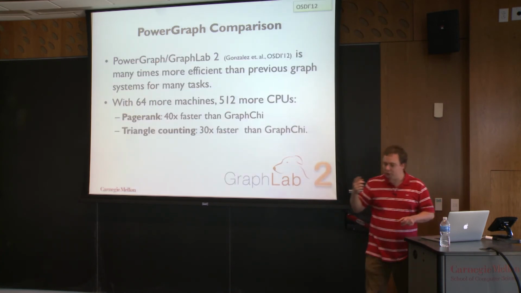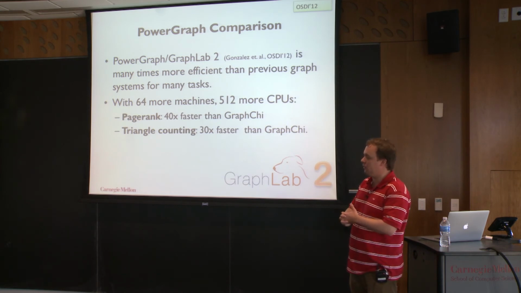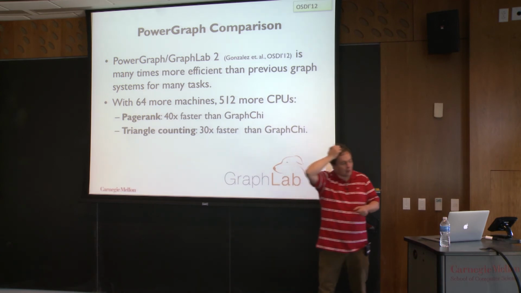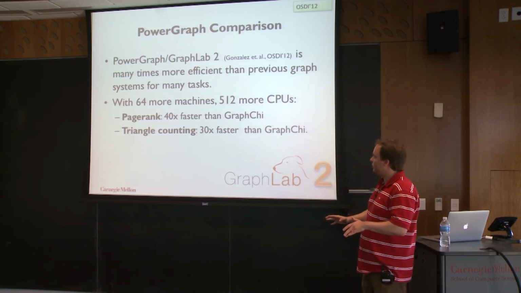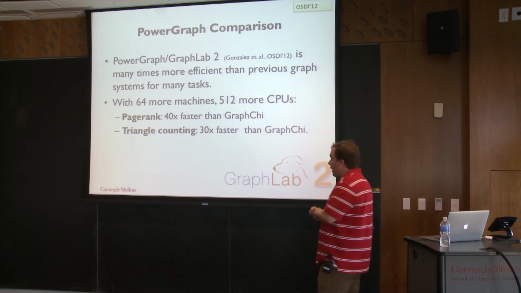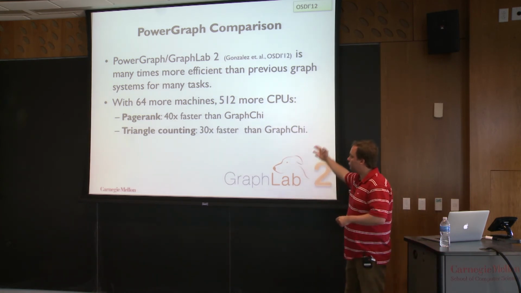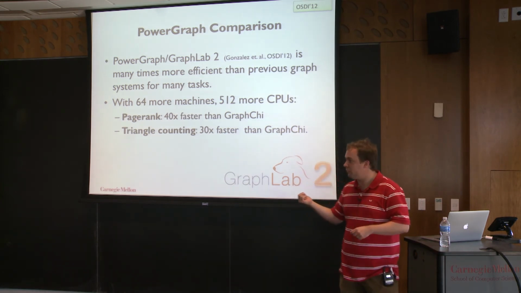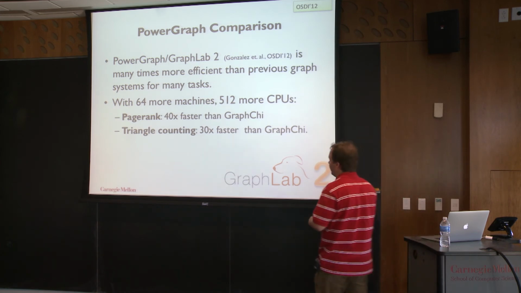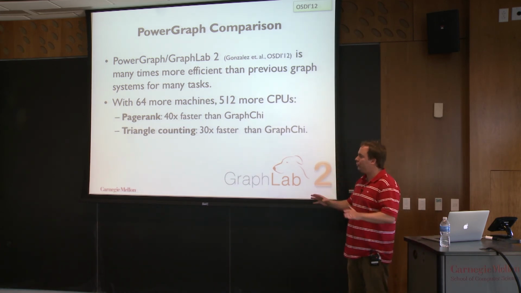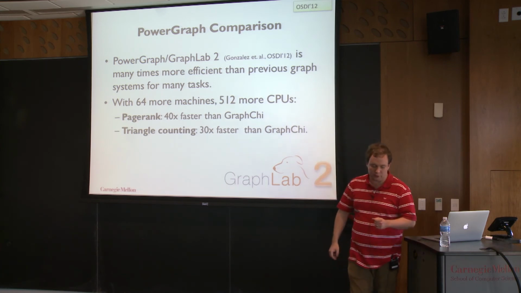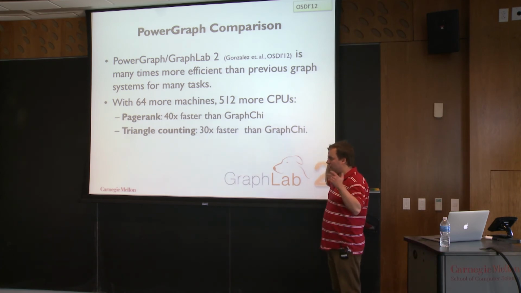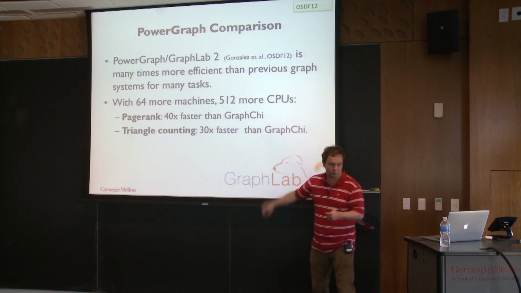Now, I just mentioned that our group has another paper in OSDI, which is called PowerGraph, or the other name is actually GraphLab 2. And it's way faster than anything before. But still, if we compare it to GraphChi, with 64 more machines, it can do PageRank about 40 times faster than GraphChi, and triangle counting about 30 times faster than GraphChi. So if you really want something that's really fast, definitely you need to use GraphLab. But still, the relative performance in terms of the amount of computation per CPU is pretty good in GraphChi.